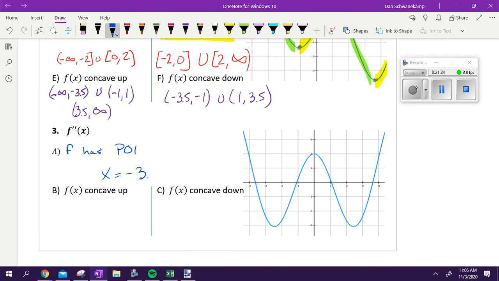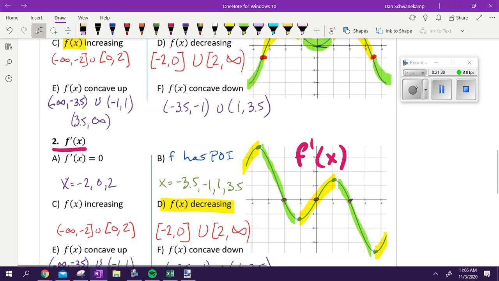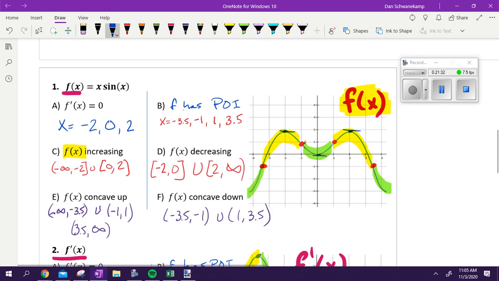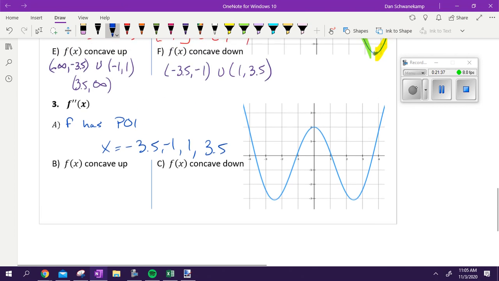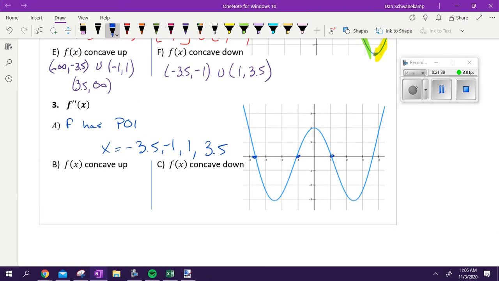At -3.5. Where else? -1. Where else? 1 and 3.5. It's exactly the same question we answered on B. It's the same thing. You're looking at different things, but it's still a point of inflection.